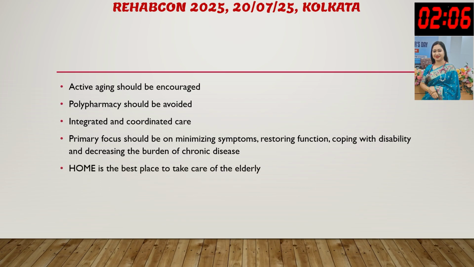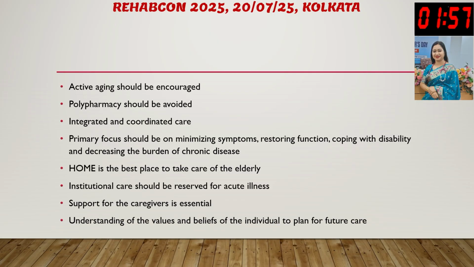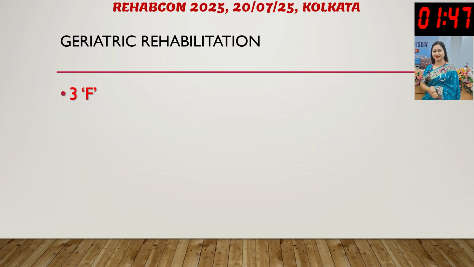Home is the best place to take care of the elderly, as we all know. Institutional care should be reserved only for acute illness. Support of the caregivers is essential, and understanding the values and beliefs of the individual to plan for future care should be taken care of, because the individual may refuse terminal treatment in ICU, so we must value that.